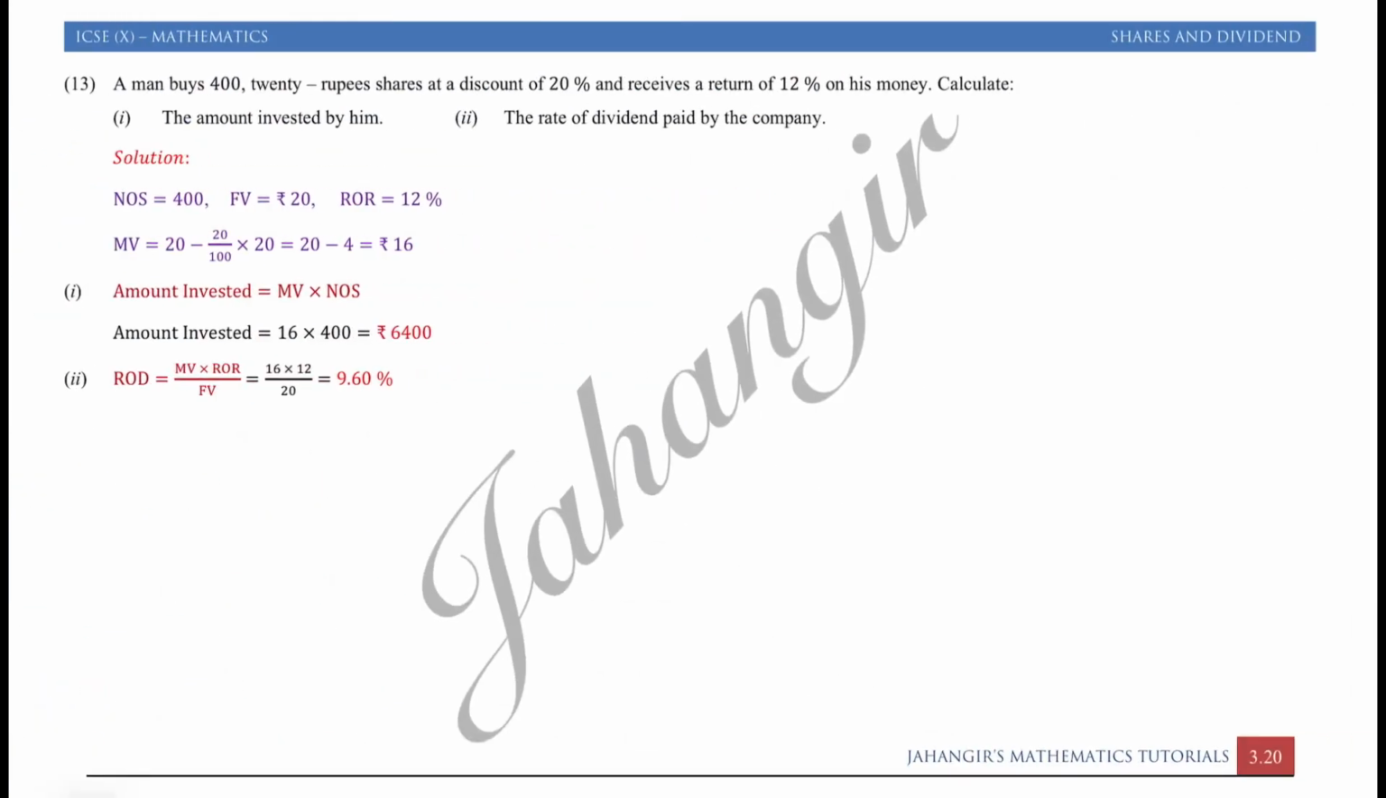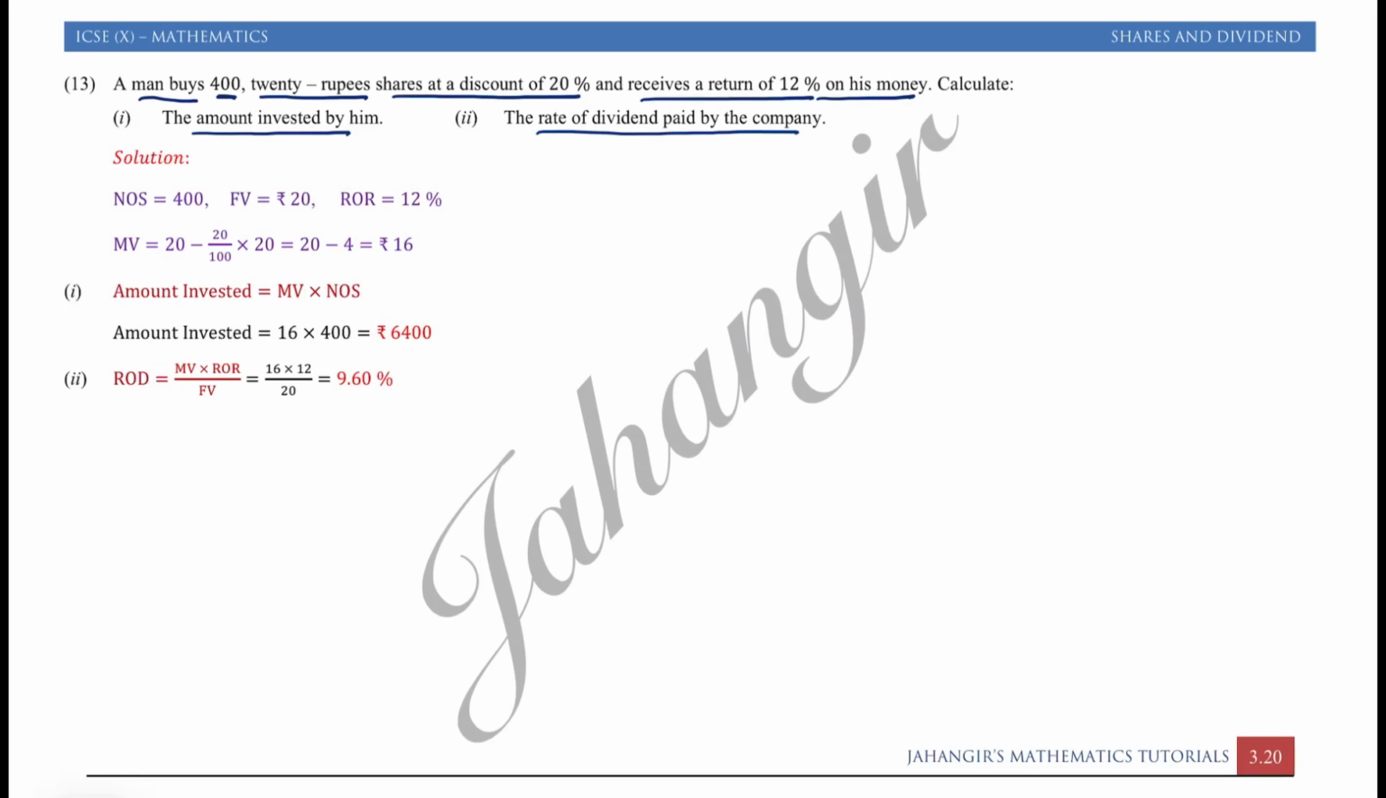Question number 13. A man buys 420 rupees shares at a discount of 20% and receives a return of 12% on his money. Calculate amount invested by him and rate of dividend paid by the company. So first we will write information.